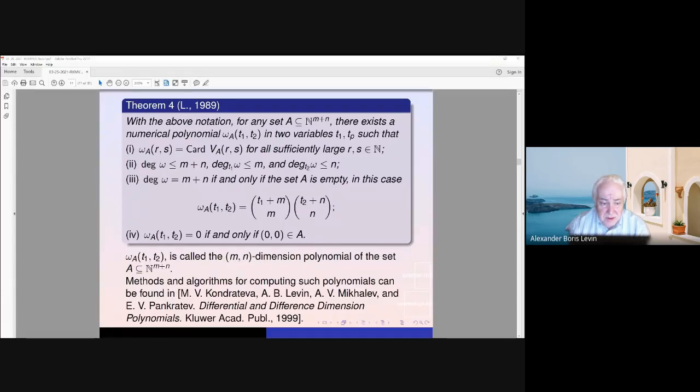Now, methods and algorithms of computing this polynomial, and even a direct formula, can be found in our first book from 1999, Differential and Difference Dimension Polynomials.